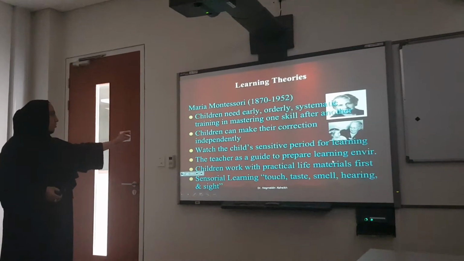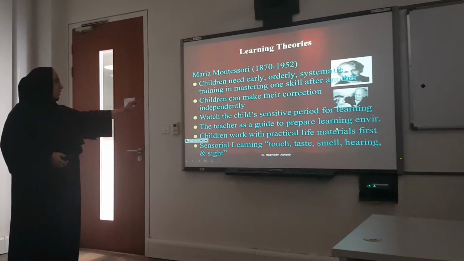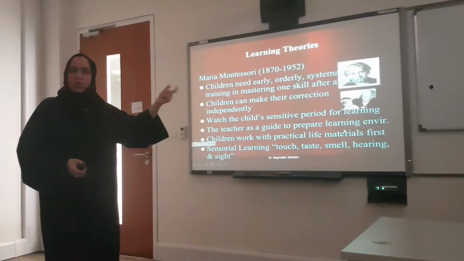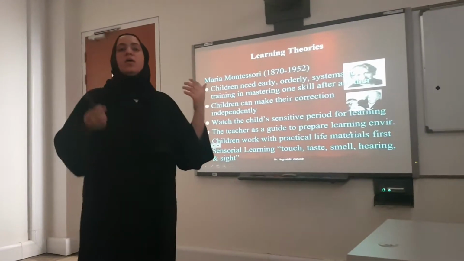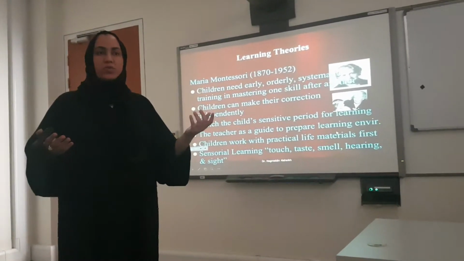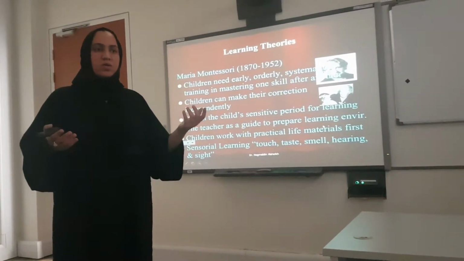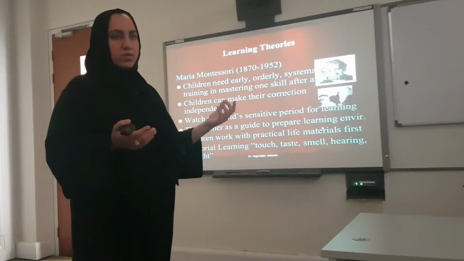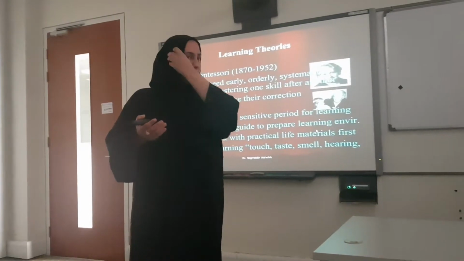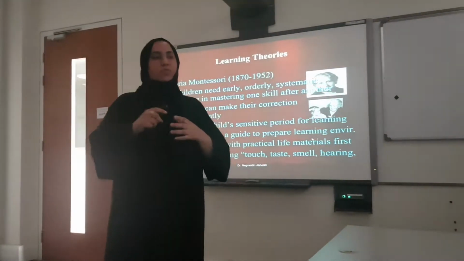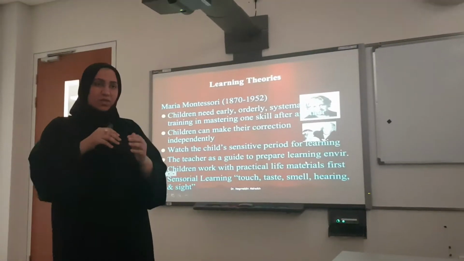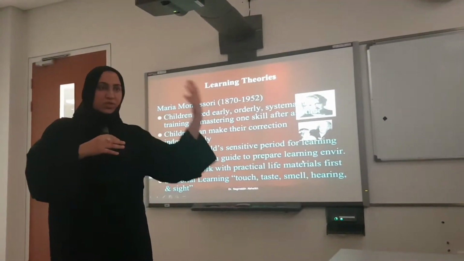And also, she believes that children can make their own corrections independently. What does that mean? It means children can correct themselves when they know it's wrong. How do they do it? When the teacher tells them they can do better next time, or like you mentioned earlier, they will learn from their mistakes and won't do it again. They can connect ideas or associate what they are doing to other things.